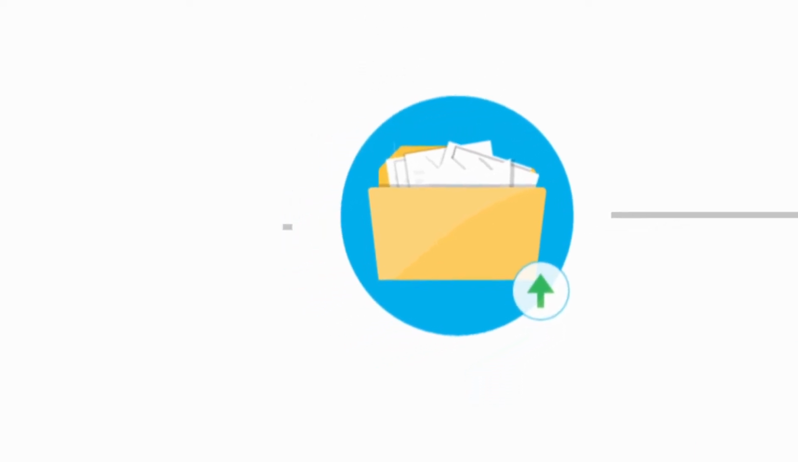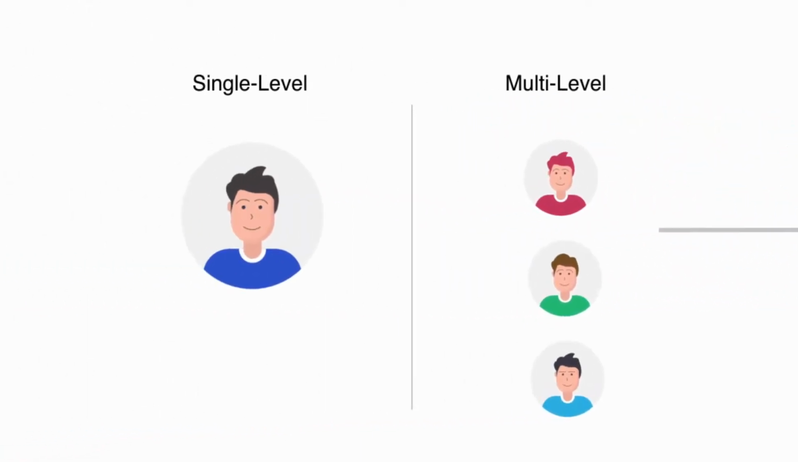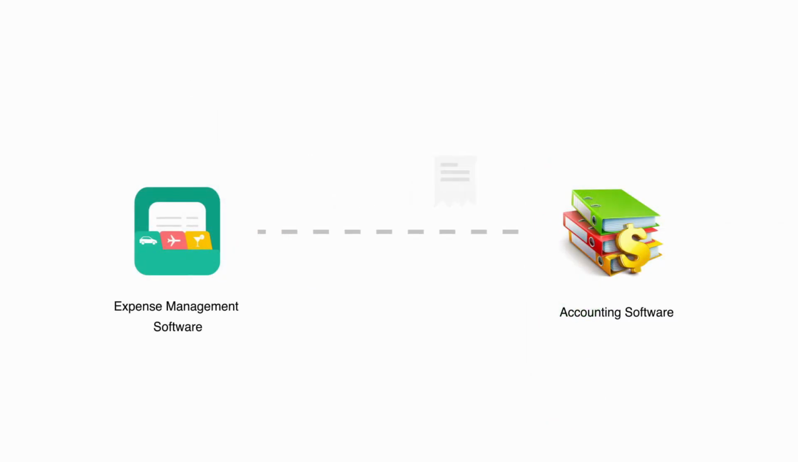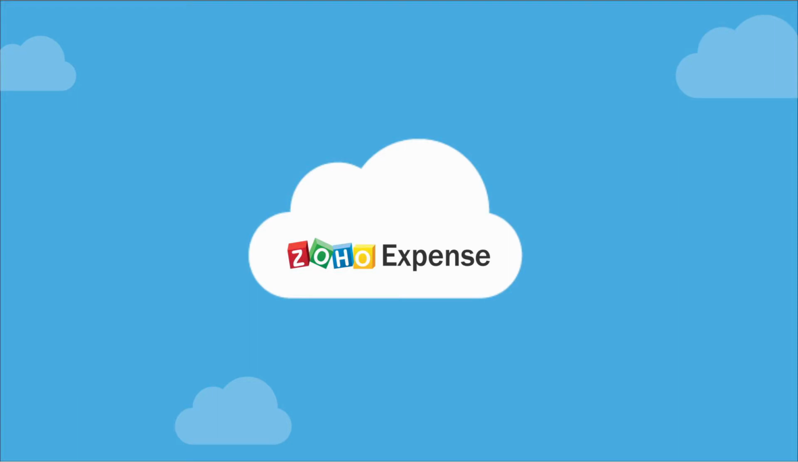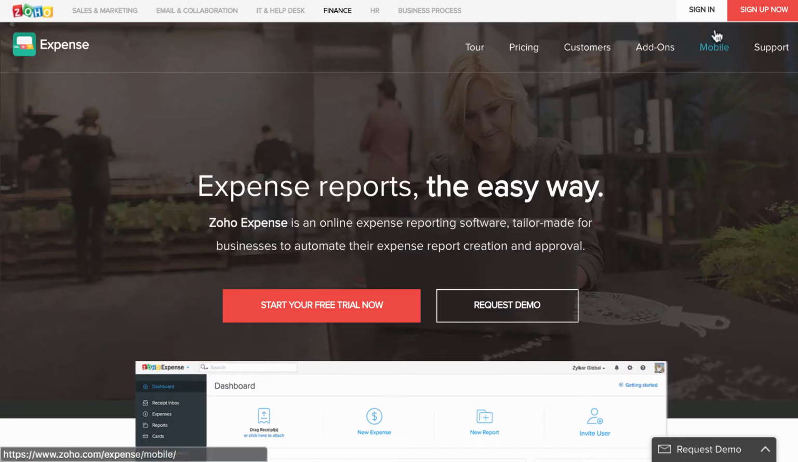You can set up a single or multi-stage approval to approve them. Once approved, you can reimburse your employees and push that company's expense to your accounting software. Zoho Expense, a simple way to manage your company's expenditures. Let's get started with Zoho Expense.